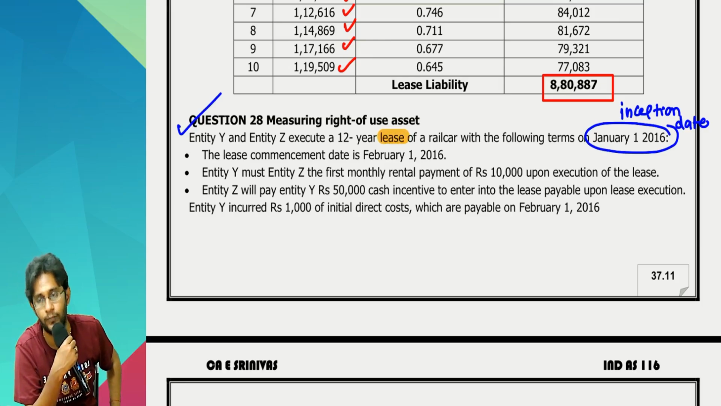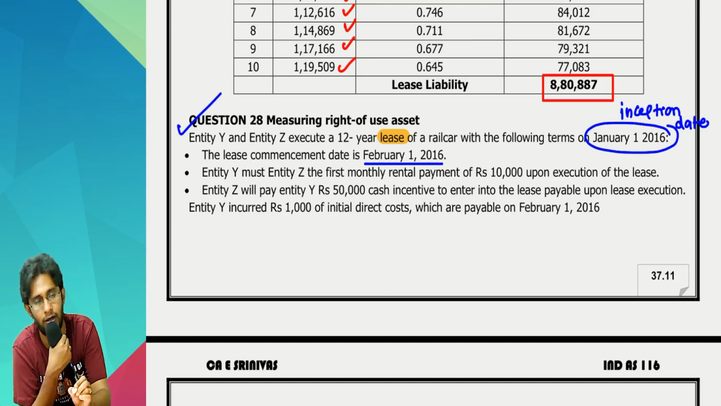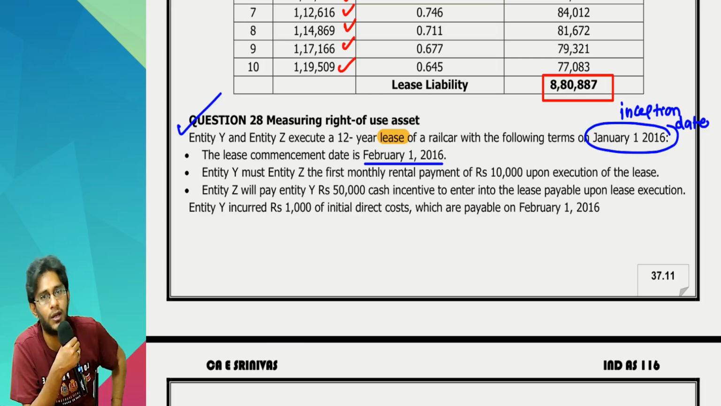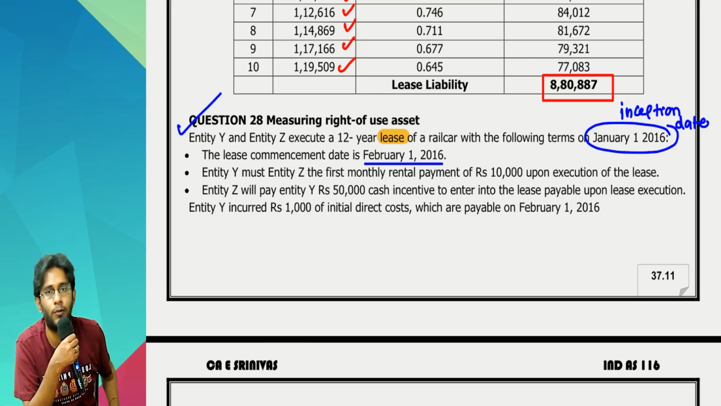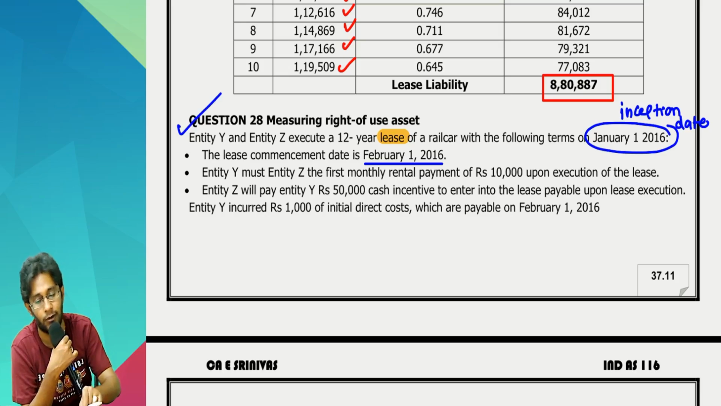Accept it. Continue. The lease commencement date is February 1, 2016. Commencement date is the date on which the asset is handed over by the lessor to the lessee. This is relevant for accounting of ROU asset account debit to lease liability. So a 1 month gap is there, no? In that 1 month a lot of drama happened here.